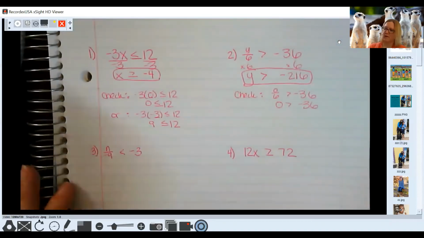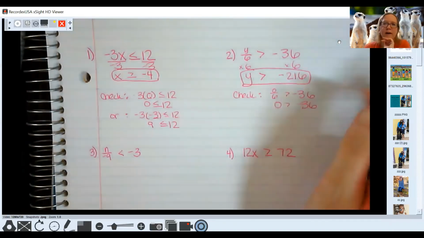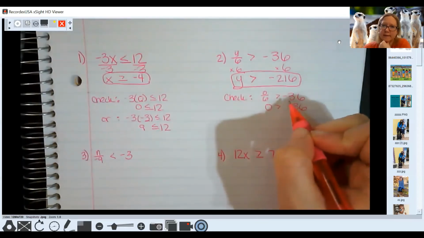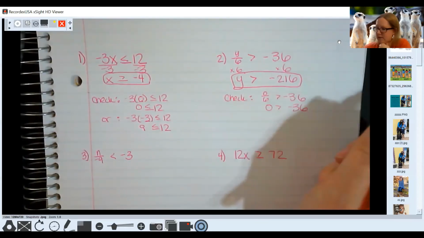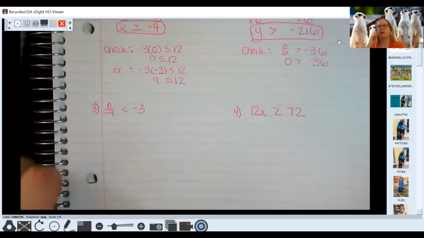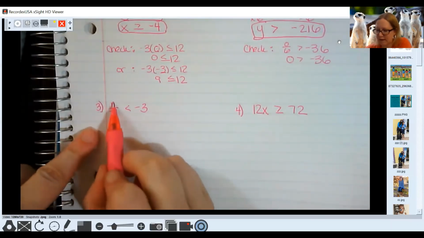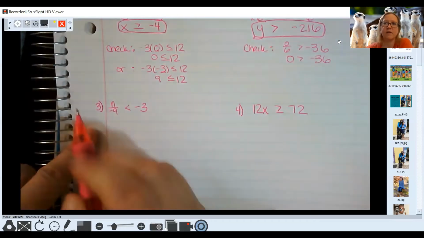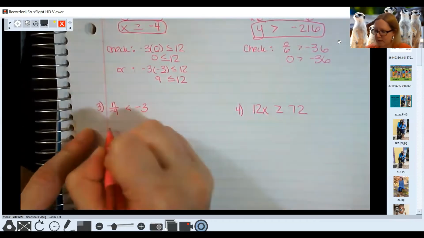So my solution is y is greater than -216. Okay. And if I were to graph that, we're going to have an open circle on -216 and shade to the right. Okay. All right, number 3. On this one, I see n is divided by -9, so the inverse would be to multiply both sides by -9.